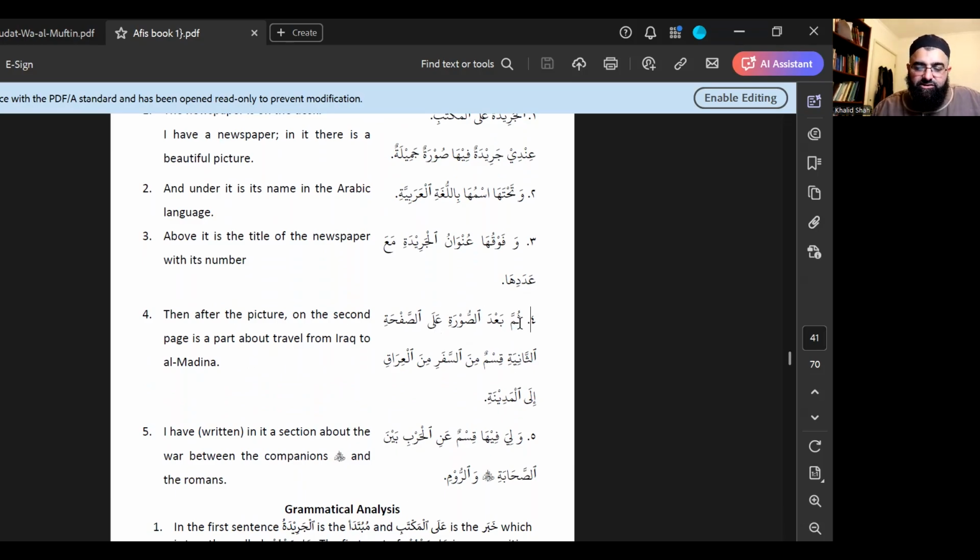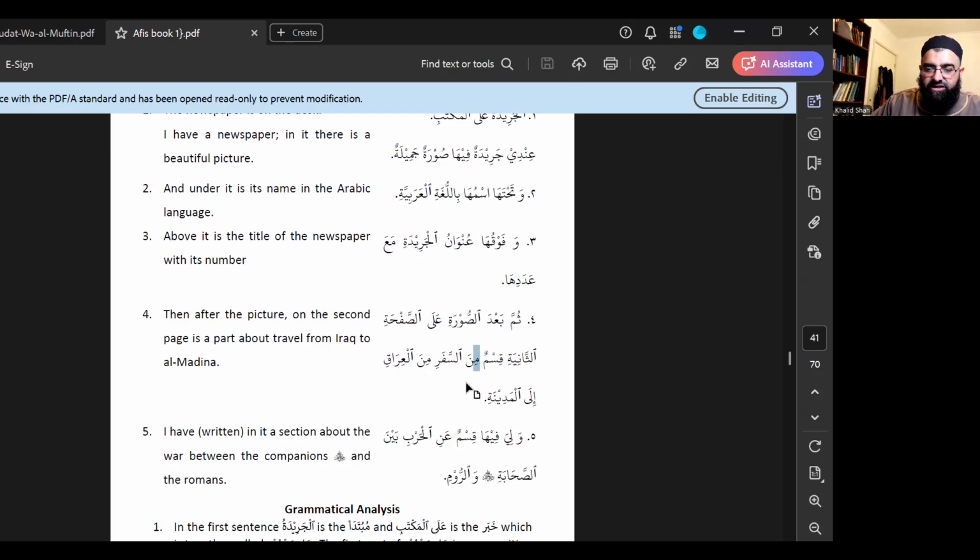So على is another. So بعد الصورة is jar majrur, right? على الصفحة الثانية, on the second page, صفحة الثانية موصوف صفة, and على الصفحة, notice it's got a majrur, it's got a kasra, and ثانية is a sifa of that. So this is after the second page. قسم is a section. This قسم is like the mubtada. القسم بعد الصورة على الصفحة, but it's put afterwards and it's indefinite. من السفر, extra information. Min is also, from is a harf jar preposition. من السفر, notice that it makes safari kasra, from the journey.